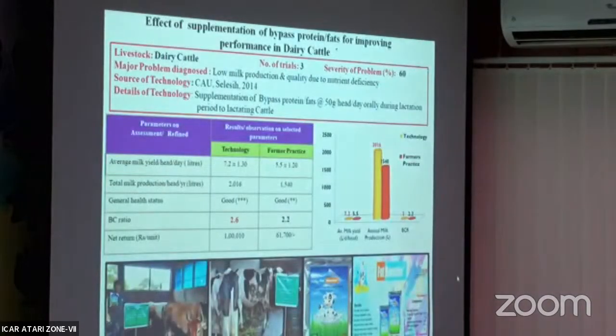And next, effect of supplementation of bypass protein for improving performance in dairy cattle, due to low milk production. Here also, average milk and total milk increased by supplementation of bypass protein with a higher BC ratio as compared to the farmer practice.